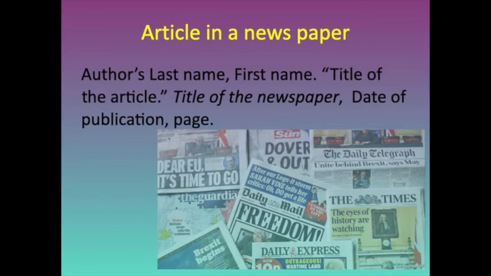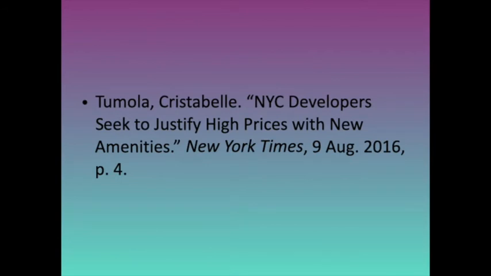An article in a newspaper. Author's last name, comma, first name, period, title of the article in quotation marks, period, title of the newspaper in italics, comma, date of publication, comma, page number, period. You may see this example. Cristobal Tumola is the name of the writer. "NYC developers seek to justify high prices with new amenities" is the title of the article, New York Times is the name of the newspaper, followed by date of publication and page number.